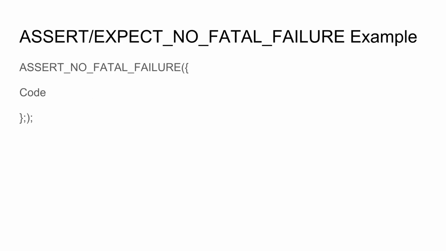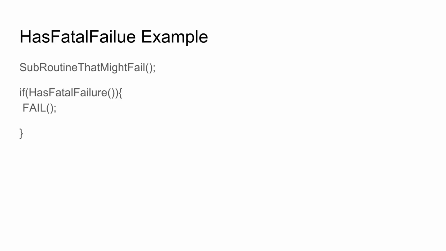So if you want the assert or expect, you say assert no fatal failure, and then you can put anything you want here. It could be any statement. So it could be a function call. Great. You can even do multiple lines of code by putting curly brackets here and then writing the code that you want to do. Also, what you could do is check the HasFatalFailure. So you call some function that might fail, and then if something has failed, you can say if HasFatalFailure, and then you can stop your test there by either return or explicit fail inside yourself.